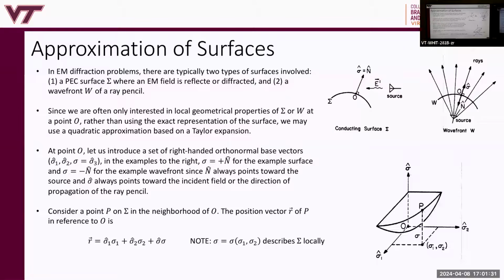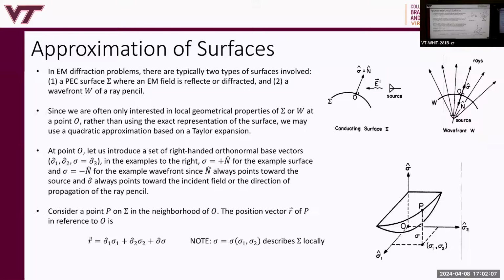Okay, we have an incident wave. It's going to reflect off this surface sigma, meaning conducting surface, right? Or we have a wavefront W from some source. There are rays emanating out of this wavefront, and each ray carries a differential piece of the surface that represents the wavefront along with it. All right, since we are often only interested in local geometrical properties of sigma or W at a point O, right? We're only interested locally, differentially around a given ray, in what the surface is doing.